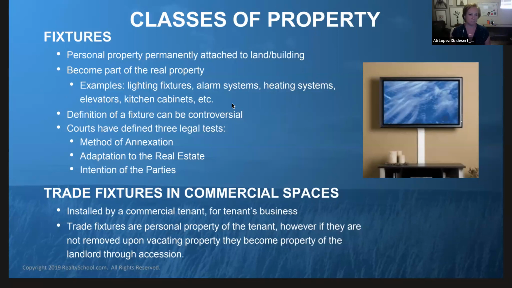Put it in writing. If your client likes a light fixture, ask for it in writing in your contract. Don't assume that it's going to stay. Ceiling fans, the same. Pool equipment.